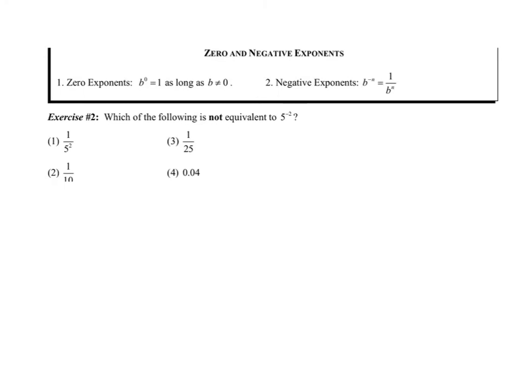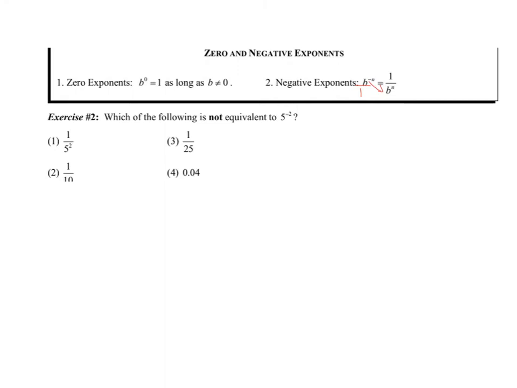Negative exponents. B to the negative n. Because this is really over 1, you negate the exponent and you put it right over there. Move the b to the negative n power into the basement, and now you have a positive exponent that you can work with. Let's practice.